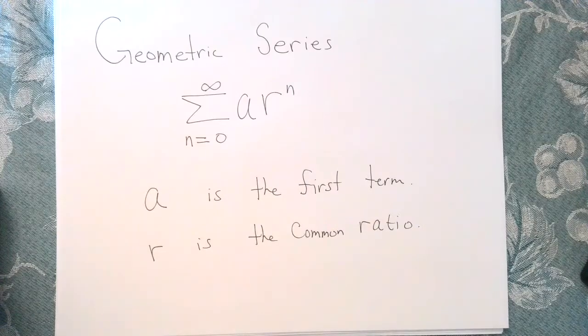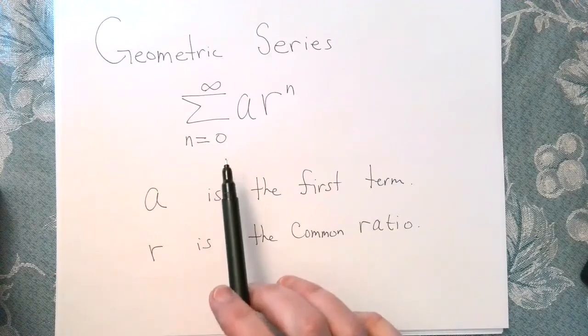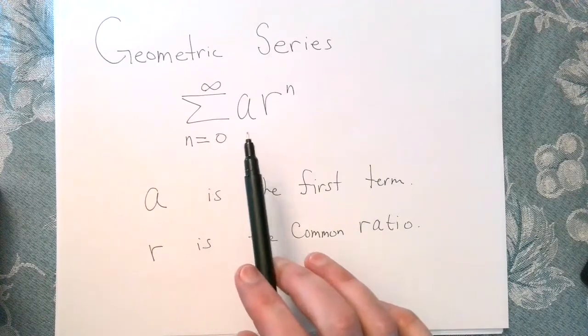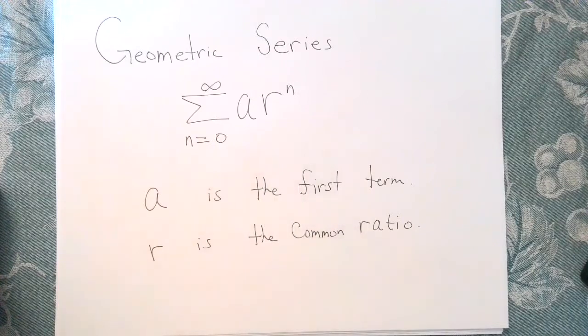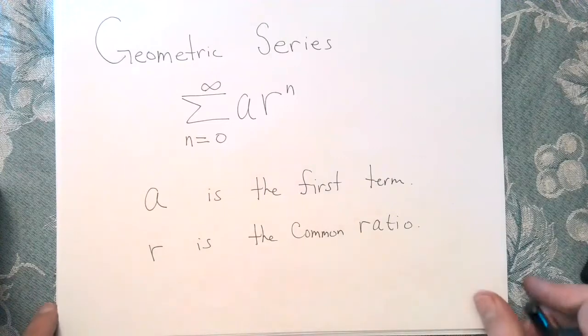So today we're going to do a little lecture on geometric series. These are series of the form n equals 0 to infinity of a times r to the n. Specifically, a is the first term of the series, and r is the common ratio. So the big question we want to know is, what's the sum? And for which choices of r does the series converge?